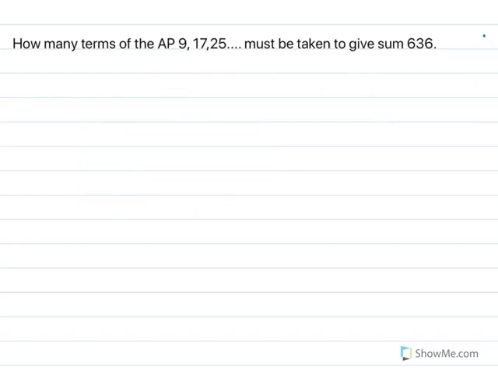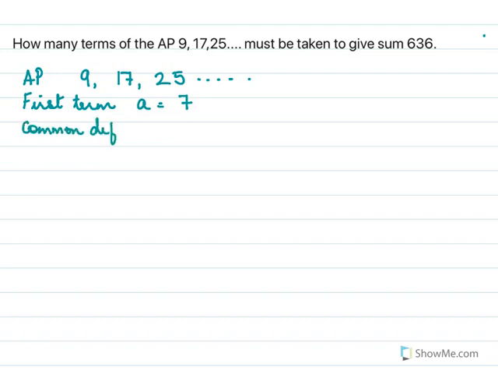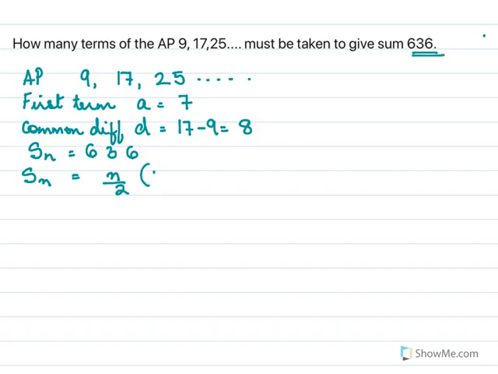How many terms of the AP must be taken to give 636? So the AP is 9, 17, 25. The first term, that is a, equal to 9. Common difference d equal to 17 minus 9, which is 8. And Sn, the sum, is given as 636. Now we apply the formula that Sn equal to n by 2 into 2a plus (n minus 1)d.